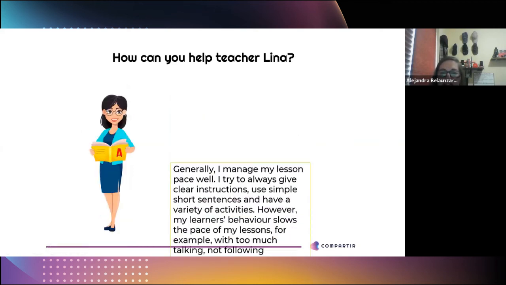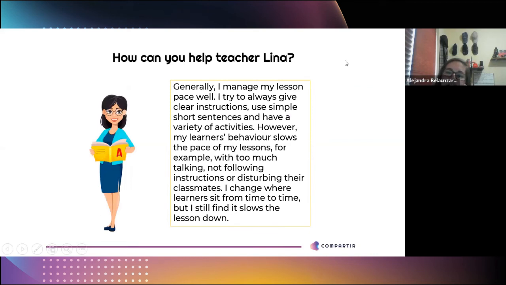Now I have teacher Lina, and she says, generally, I manage my lesson pace well. I try to always give clear instructions, use simple short sentences, and have a variety of activities. However, my learners' behavior slows the pace of my lessons. For example, with too much talking, not following instructions, or disturbing their classmates. I change where learners sit from time to time, but I still find it slows the lesson down. Okay, what do you think is happening with Lina's learners?